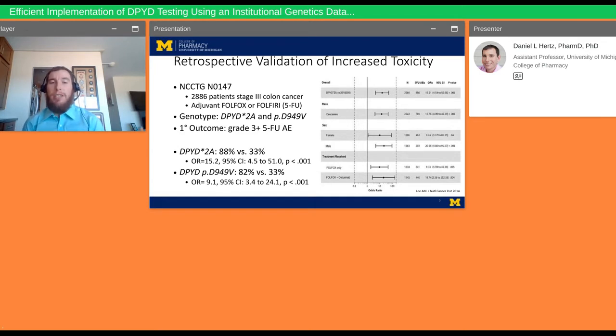The primary outcome in this analysis was severe grade 3+ 5-fluorouracil-related toxicity or adverse events. You can see on the bottom left the results for the DPYD *2A carriers, who had a near 90% risk of severe toxicity compared with about 30% in non-carriers, for an odds ratio over 15. Below that are the results for the D949V carriers, showing again about an 80% risk of severe toxicity versus about 30% in the non-carriers, with an odds ratio of approximately 9. You can see on the right-hand side these results were consistent across all major subgroups, and these results are consistent with what has been seen in several other cohorts.